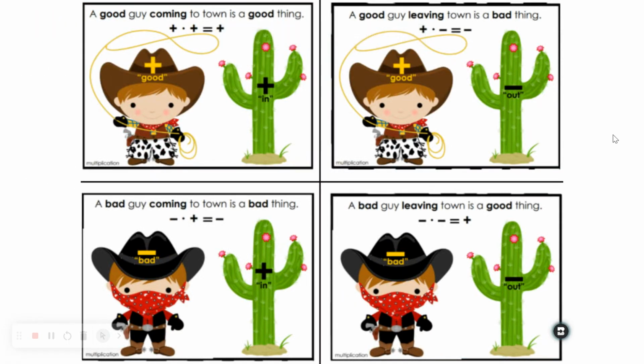So here is another poster that I have up on the front board that you can use to your advantage to help you remember. A good guy coming to town is a good thing. So a positive times a positive equals a positive. A good guy leaving town is a bad thing. If a good guy leaves town, that's bad. We want the good guy to stay. A bad guy coming to town is a bad thing. Bad guy showing up in town, bad thing. Bad guy leaving town is a good thing. A negative, a positive.